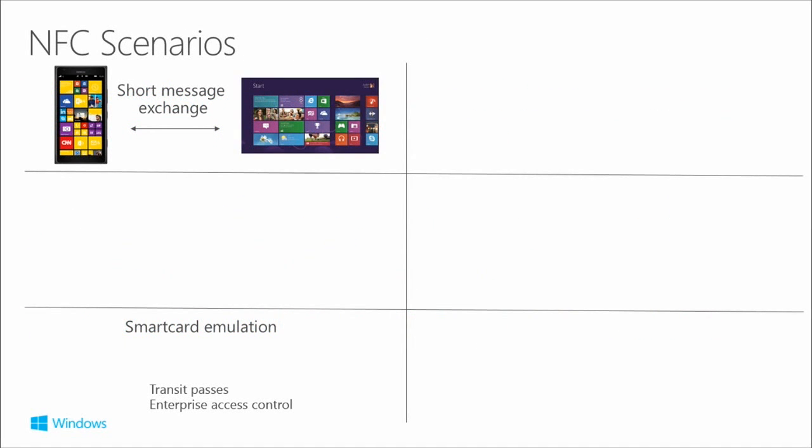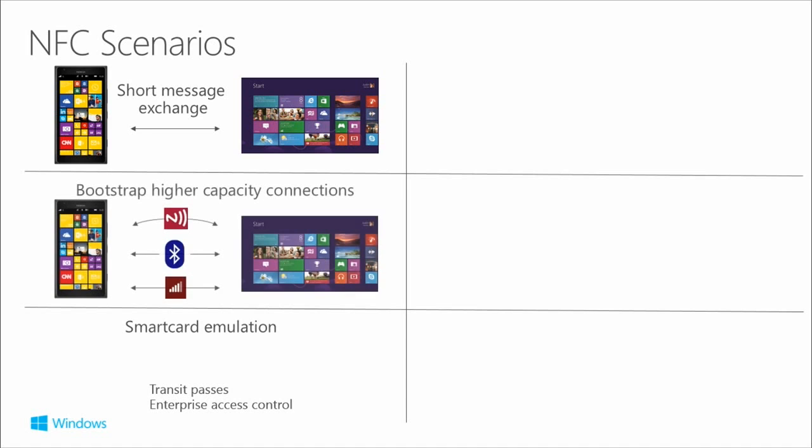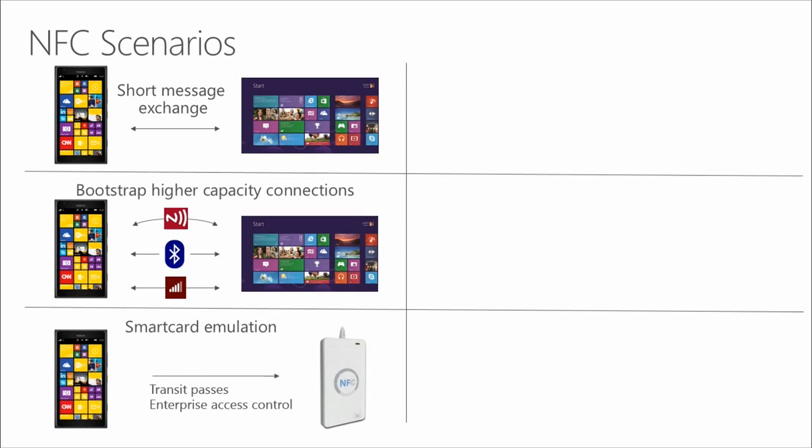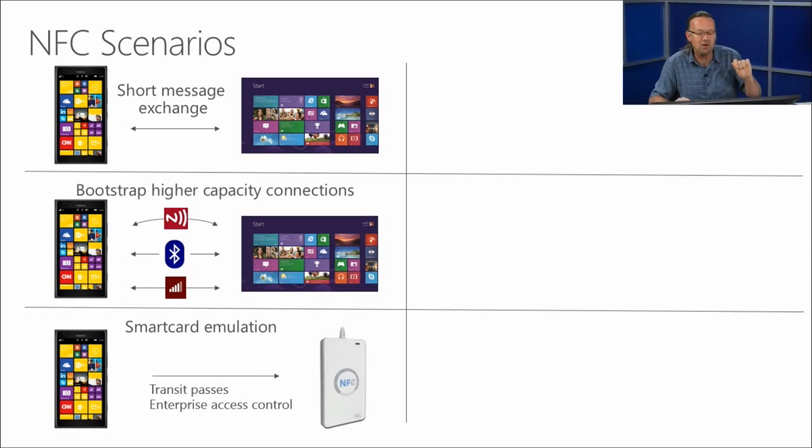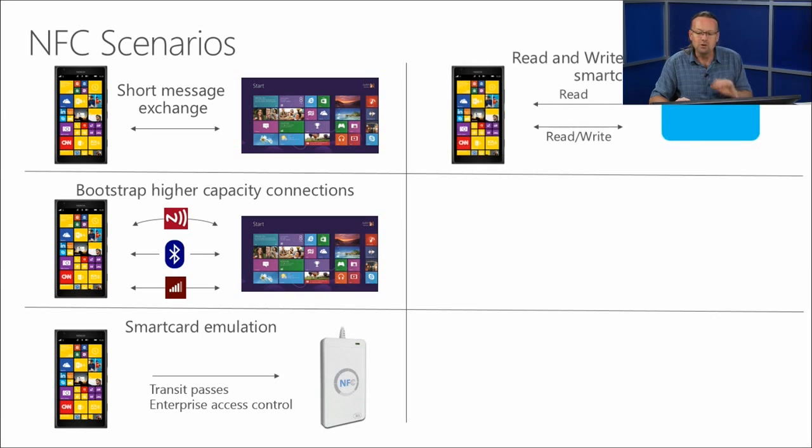There's lots of scenarios that we support. You can send short messages between devices. You can use NFC to bootstrap higher capacity connections. So you tap initially, and then it sets up a Wi-Fi or a Bluetooth connection for doing faster comms. You can emulate smart cards, so you can use it for transit passes and for getting through smart gates with a smart card. You can read and write to NFC tags or smart cards.